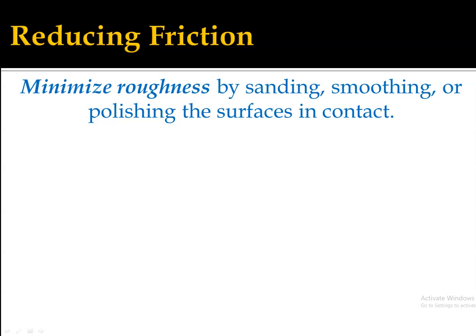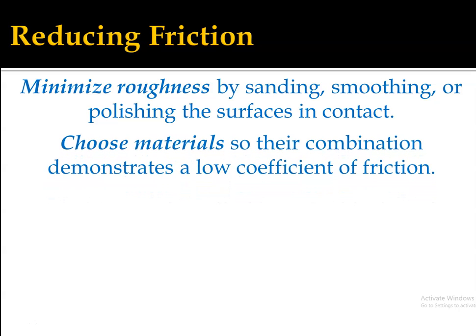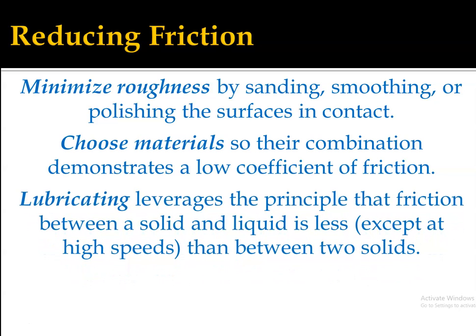We can minimize roughness between two surfaces by sanding, smoothing, or polishing the surfaces in contact. And we can choose materials so their combination demonstrates a low coefficient of friction. If we're using two materials and we see that they have a high coefficient of friction, we may want to look at different materials to reduce friction. Lubricating leverages the principle that the friction between a solid and a liquid is typically less, except at high speeds, than the friction between two solids.